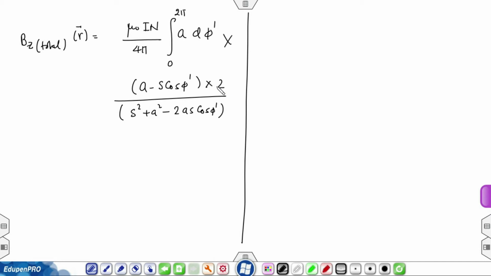This is an easy integral to calculate. So, let us now look at the integral.